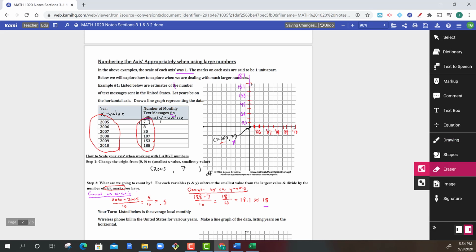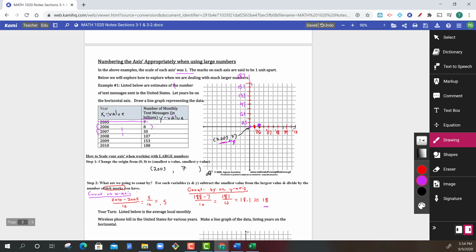But now we're going to actually graph our ordered pairs. We've done the hard part, we've scaled it. So now we just need to graph each ordered pair. We've already graphed 2005, 7 because that is our origin. I guess we haven't technically put a dot there, but there it is now. The next ordered pair is 2006 on the x and 8 on the y. So I'm going to go right to 2006, and I'm going to go up to 8. We just have to estimate. So 8 would just be barely above the x-axis.